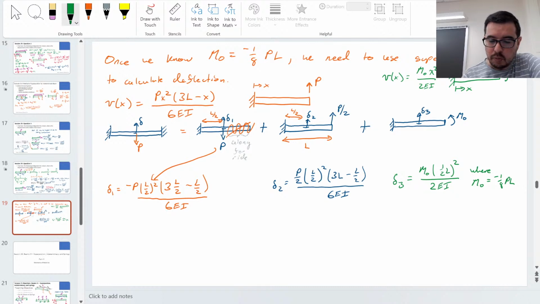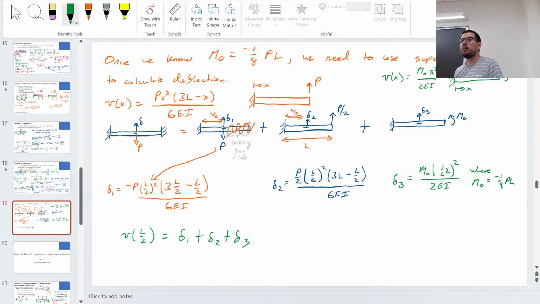So then the displacement at L/2 is going to be equal to delta 1 plus delta 2 plus delta 1. All right, this is it. So that's really good.